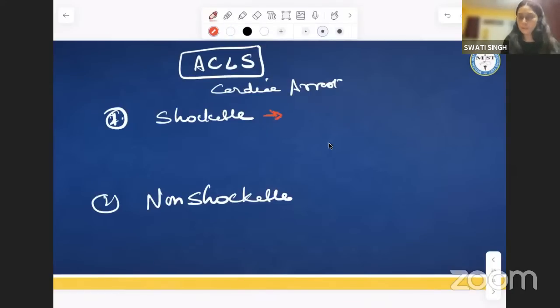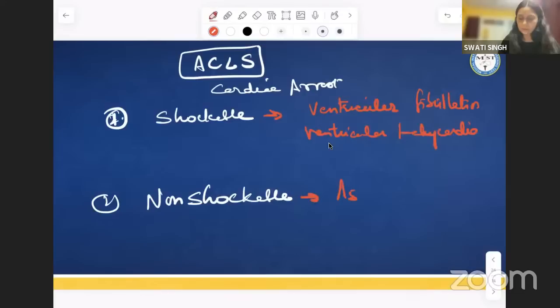Shockable, two types of rhythm in this: ventricular fibrillation and ventricular tachycardia. Non-shockable: asystole or pulseless electrical activity, PEA.